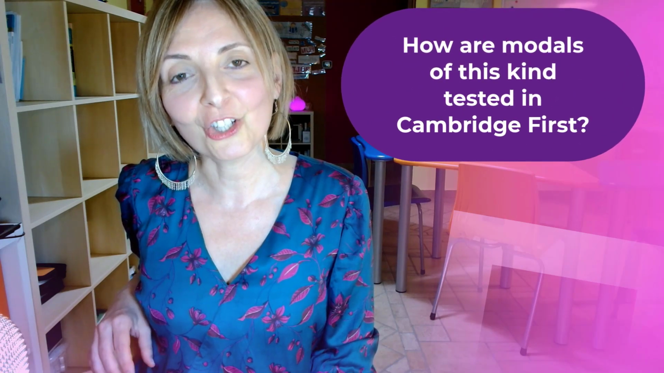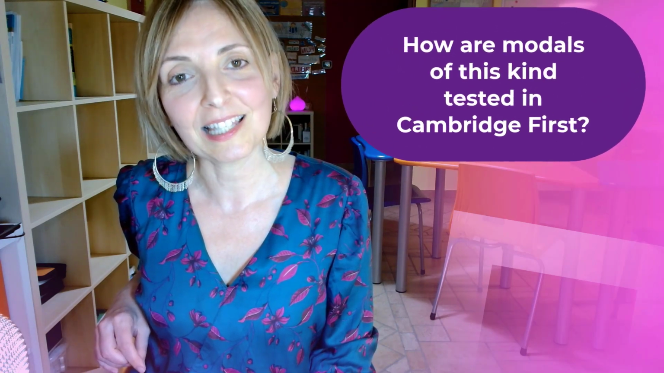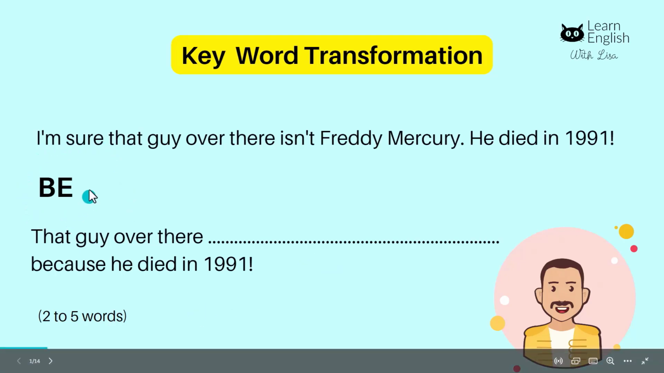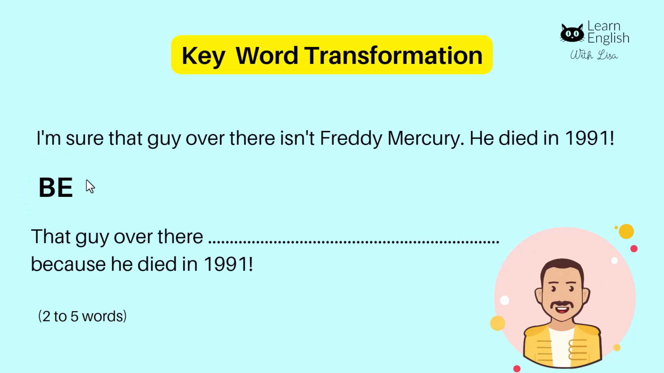And now let's take a look at how these modal verbs of deduction or speculation are actually tested in the Use of English Part 4. Here it is, the keyword transformation Use of English Part 4. Time to put your newly acquired knowledge to the test. Are you ready? In this part of the exam, you will have to paraphrase a given sentence using between 2 and 5 words. You have to include a given word which cannot be changed. In our case, the given word which cannot be changed is the verb be.